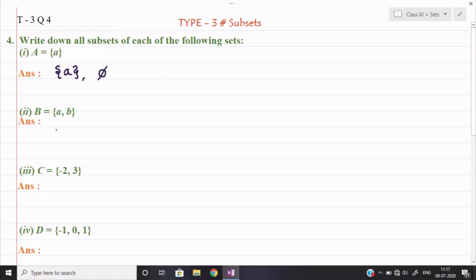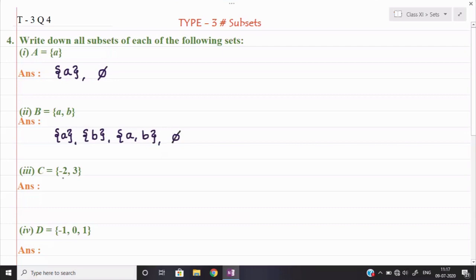Similarly, the second part: we have given two elements here, a and b. So first of all we shall separately list out the single ones. We shall list out a, then the second one we can write as b, the third one is the set itself, because there is no other part, and the fourth one is ϕ, because remember ϕ is a subset of each and every set.